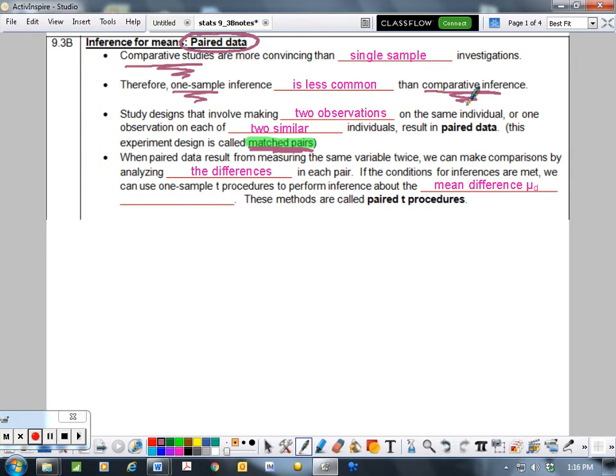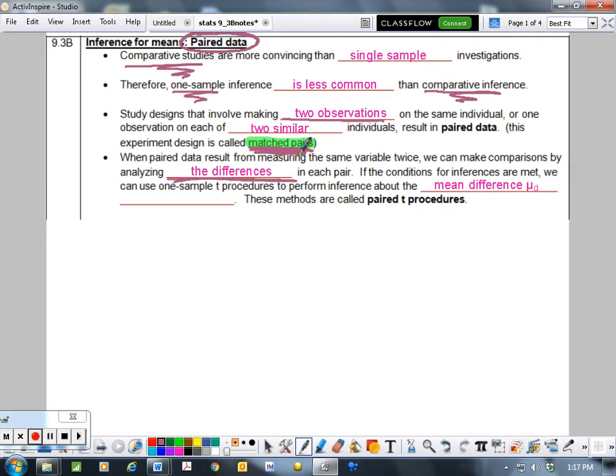So we would be looking at study designs that involve making two observations on the same individual, or one observation each of two similar individuals, resulting in paired data. So again, that's the matched pairs design. Now, when paired data result from measuring the same variable twice, we can make comparisons by analyzing the differences. So we're still really analyzing one set of data, because we've taken the two sets and subtracted one from the other, and we're comparing those differences, that list. So technically we're doing a one sample test on two sample data. And that only works with matched pairs.